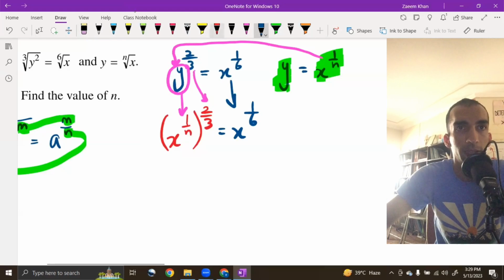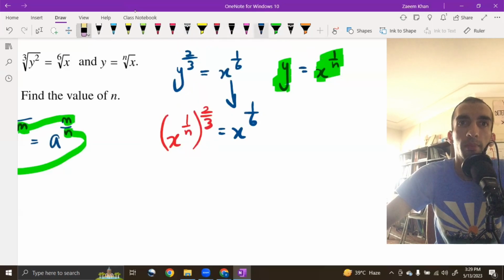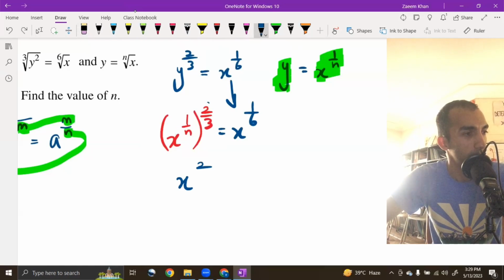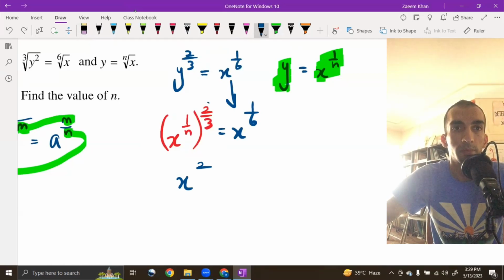I'm pretty sure you can lead from here. What's going to happen with these two powers now? Will they multiply together? Perfect. X raised to the power. Now, what is 2 multiplied by 1? Just 2. And what are these two numbers multiplied together, these two terms? 2/3n.